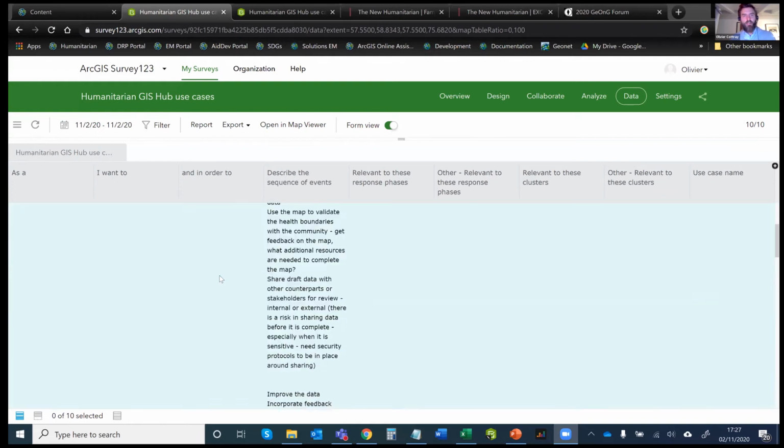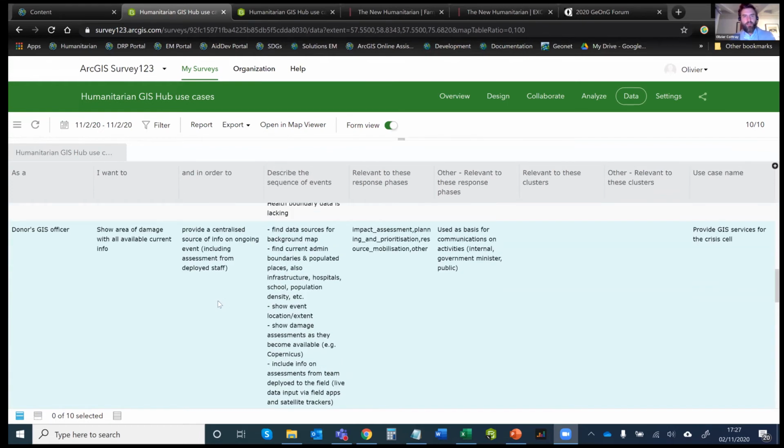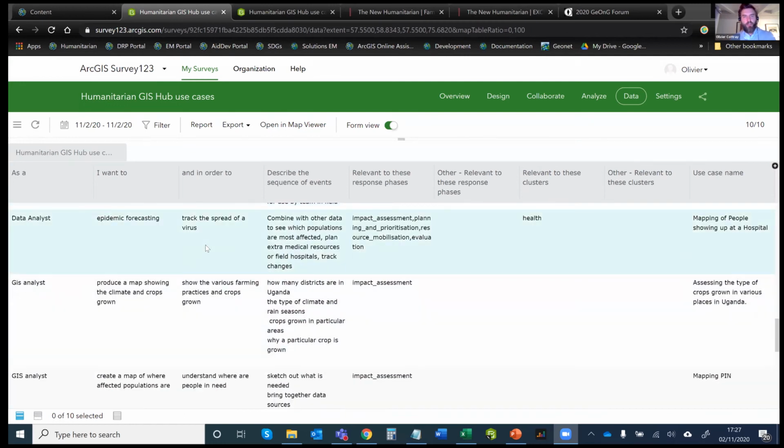Is it to communicate to the community? Is it to define risk? Is it to provide a centralized source of information, to track the spread? That level of speak starts to become quite useful in our organization. So that's already been very helpful just for me to get my head around.